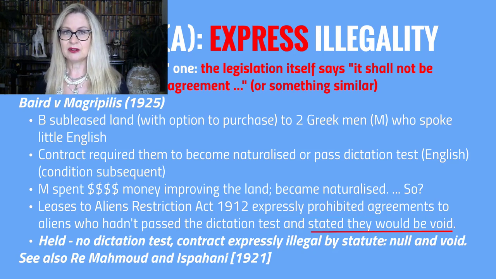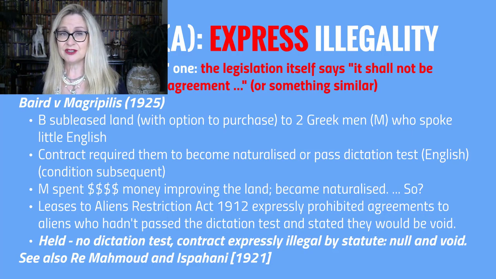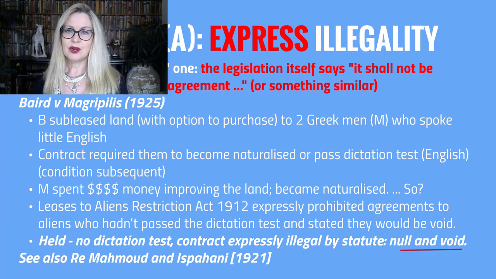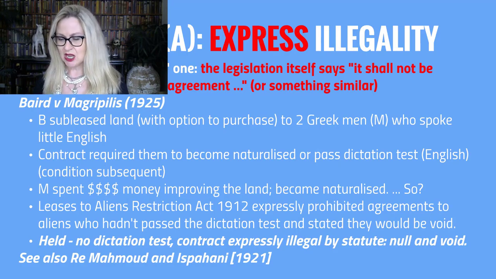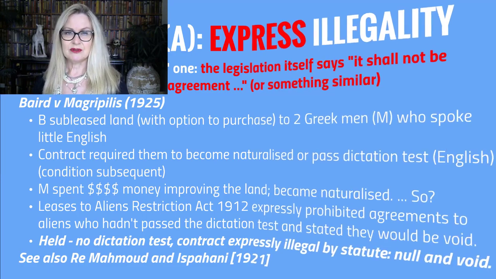Aha! So, in the dispute as to whether or not that sublease was valid or illegal, it was actually held, obviously, because the Magripolis fellows had not passed that dictation test, the contract was expressly illegal via statute and obviously null and void. So that's express illegality. Another case that the text discusses there is Re Mahmood and Isfahani. Something similar to this one.